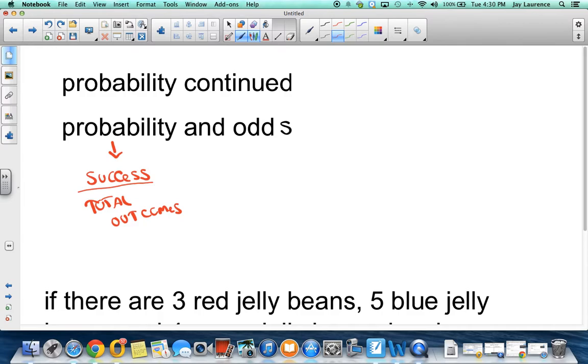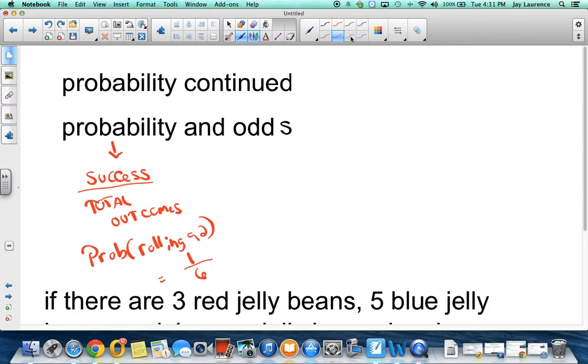Okay, so think about it this way. What's the probability of rolling a 2 on a 6-sided die? Let's pretend you're playing a game, and if you roll a 2, you win. Well, how many 2s are on a 6-sided die? There's 1. So your success probability of rolling a 2 would be 1, because there's 1 two on the 6-sided die. And how many total outcomes are there? Well, there's 1, 2, 3, 4, 5, 6. So your probability of getting it is 1 out of 6. Probability of flipping a head is 1 out of 2.